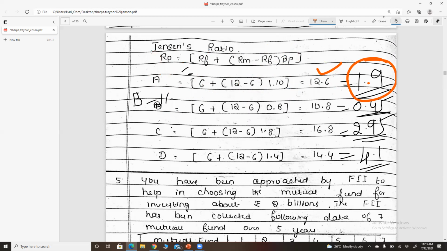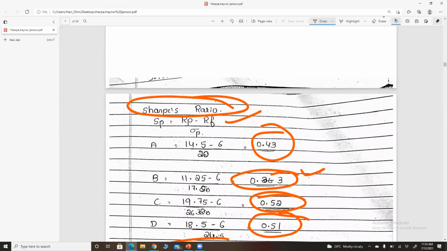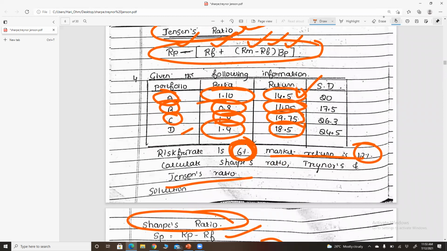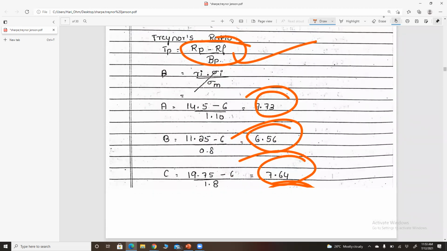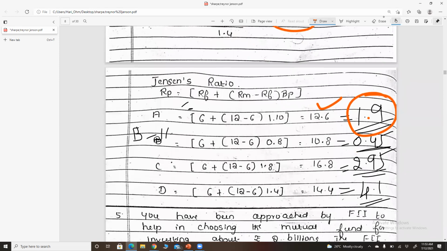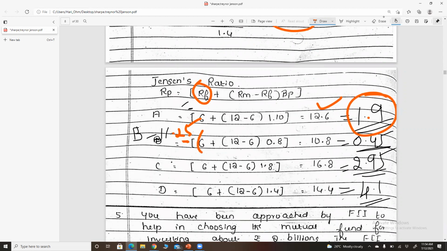What about B's return of the portfolio? That is 11.25. So 11.25 minus, then Rf is 6, then Rm is 12, minus 6 is Rf. Then what about beta? That is 0.8. So the answer, you need to get 0.45. 11.25 minus 10.8, you get 0.45.